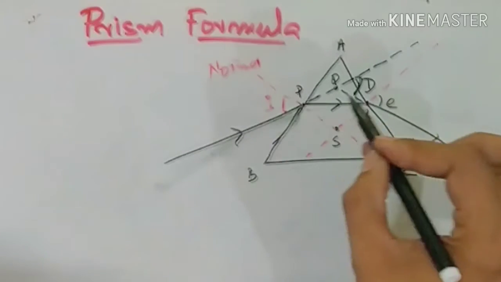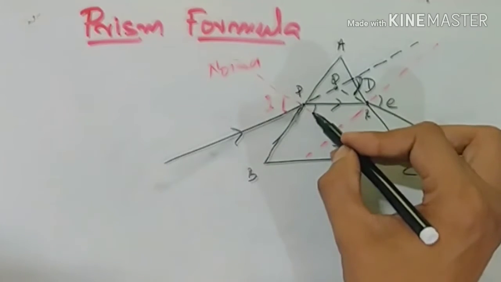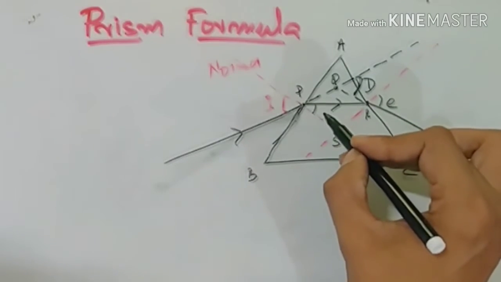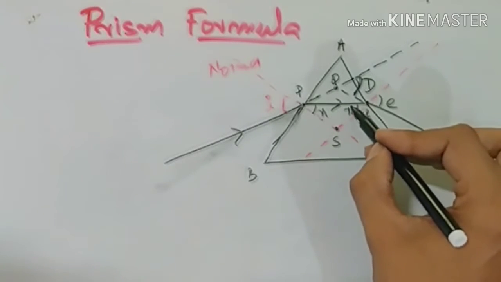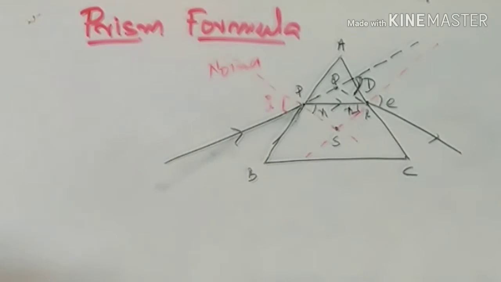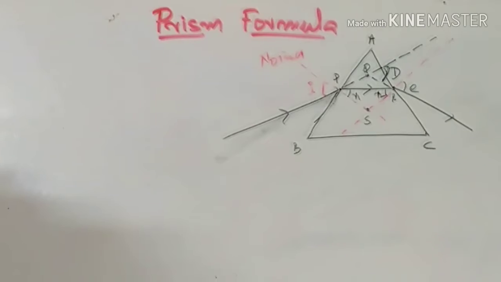This angle is I, angle of incidence. This angle is E, angle of emergence. Let me mark this angle as R1 and this angle as R2. Therefore, we are having a ray diagram like this. Then let's start the derivation.